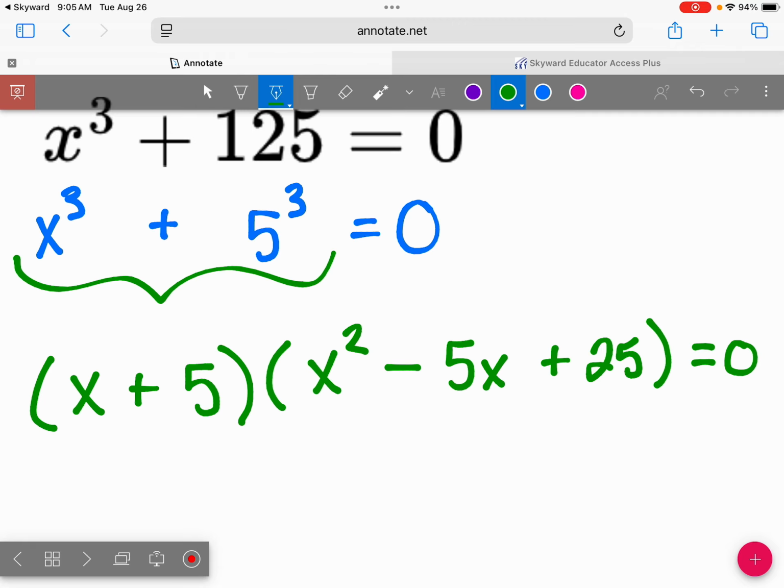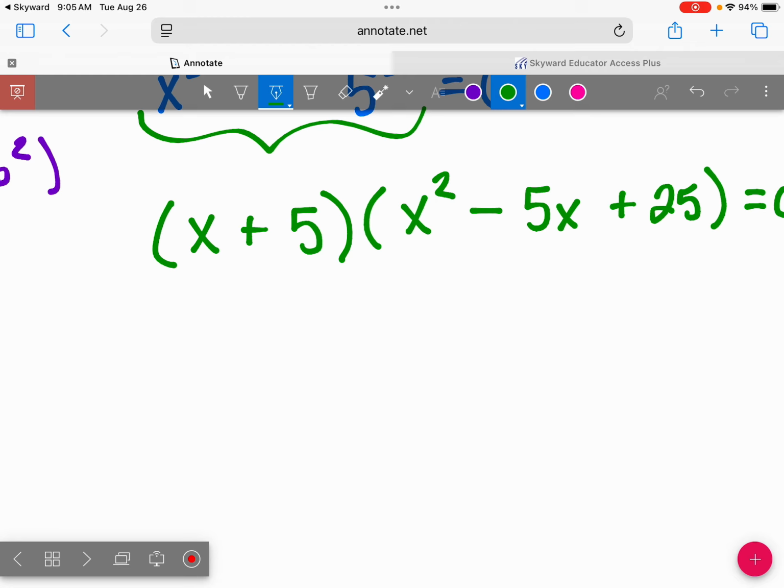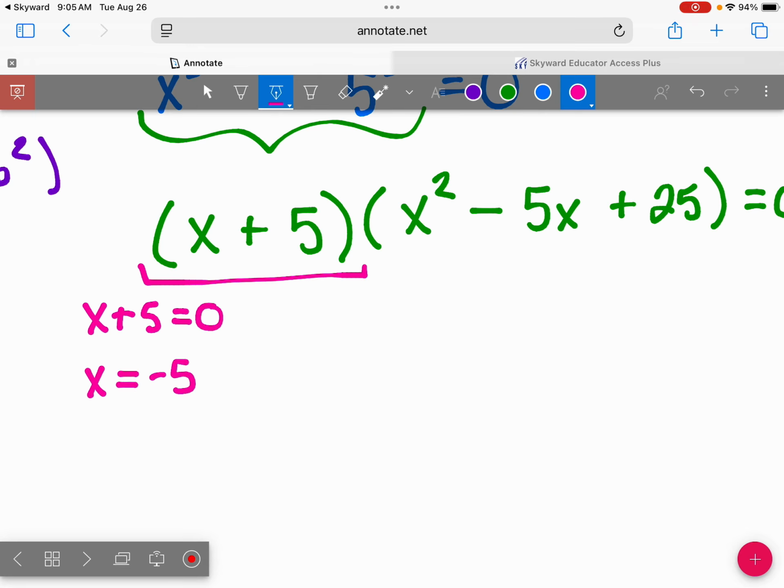We're trying to get all the way to our solutions, to our x equals. I have one I can get to an x equals right now. What is my solution going to be here? Negative 5. We take our x plus 5, set that equal to 0, and we get our x equals minus 5. Again, you don't have to write that part out. If it helps you, write it. If it doesn't help you, don't write it.